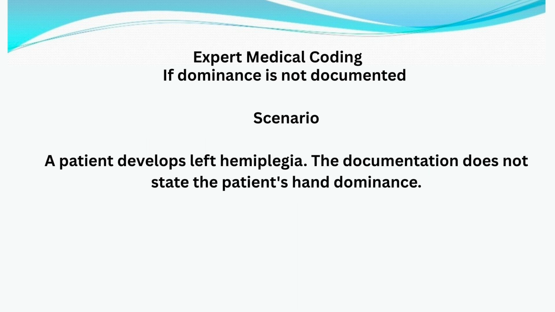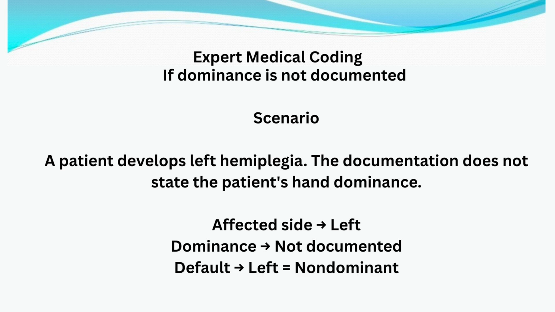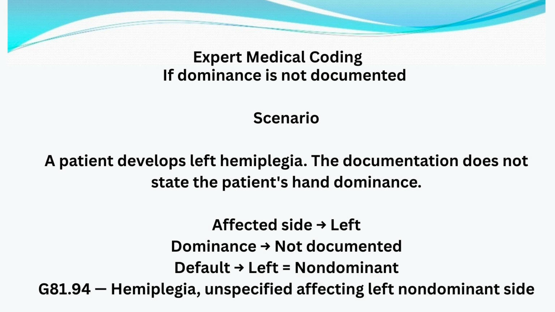Let us see another scenario. A patient develops left hemiplegia. The documentation does not state the patient's hand dominance. So affected side here is left, dominance is not documented. By default, left will be the non-dominant. So we'll get a code G81.94, hemiplegia unspecified affecting left non-dominant side.